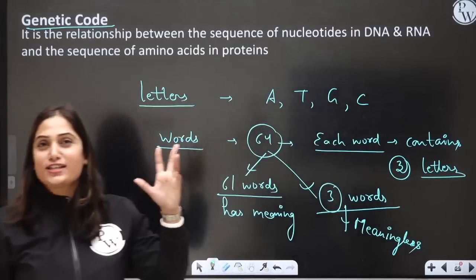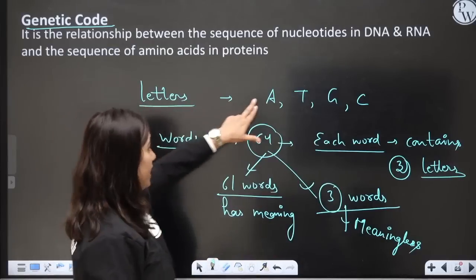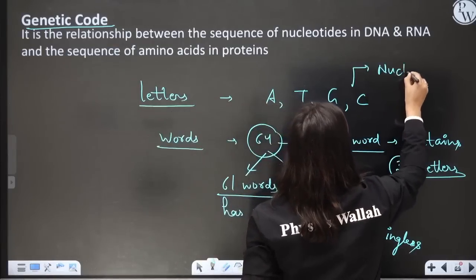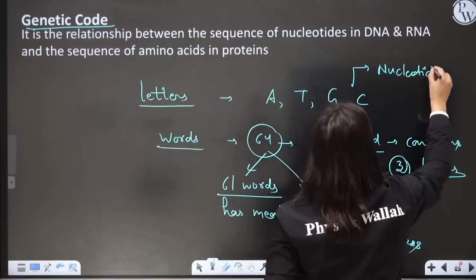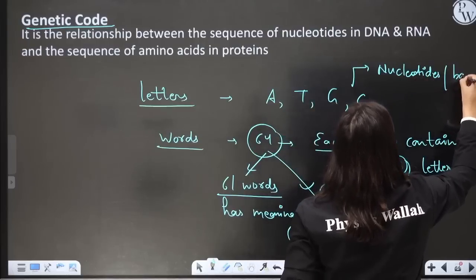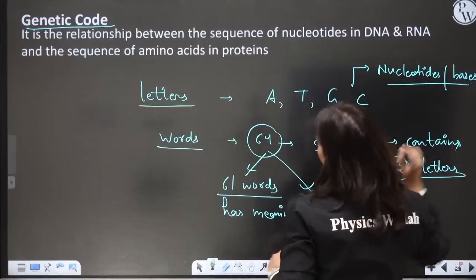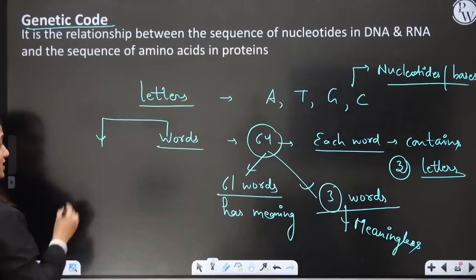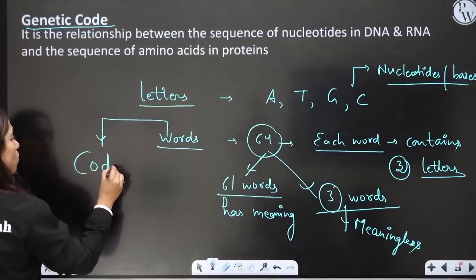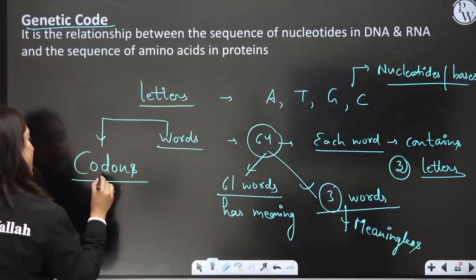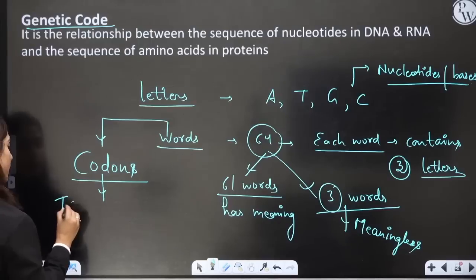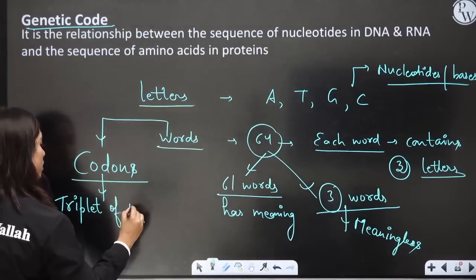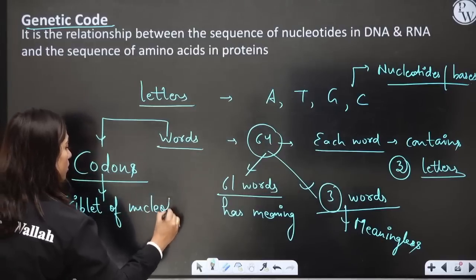Now let's go to the scientific language. These A, T, G, C are the nucleotides. The letters of this language are called nucleotides or bases, and the words are called codons. Each codon is a triplet of nucleotides or bases.